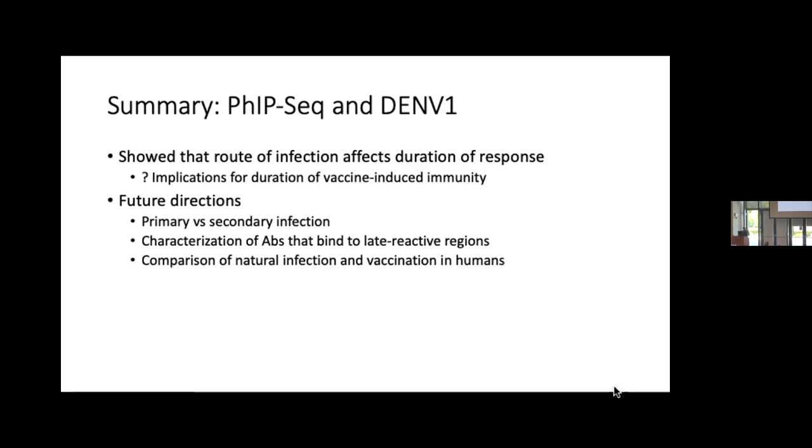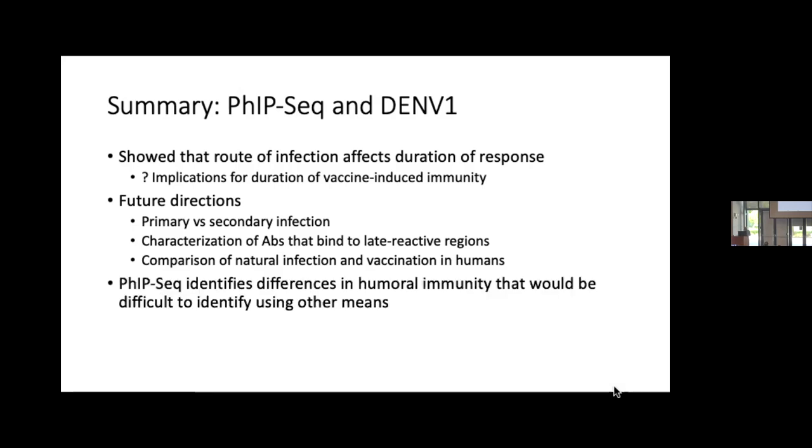And then last but not least, these are studies that were done in macaques. And so the critical question is, to what extent does this apply to humans? So comparing natural infection and vaccination in humans. This again is something that I've been working on, building relationships with collaborators in Brazil, where there's a large vaccine trial going on using the NIH vaccine, conducted by the Instituto Butantan in São Paulo. So the bottom line is that using FIPSeq, we can identify differences in humoral immunity that I think would arguably be difficult to identify using other means.